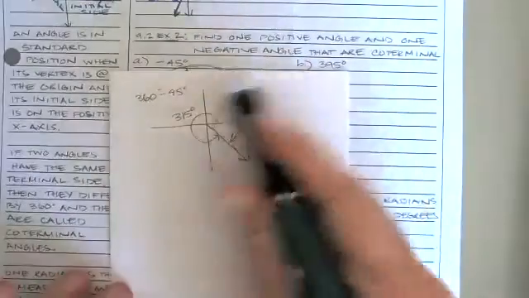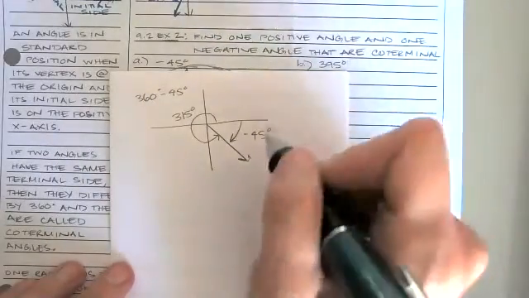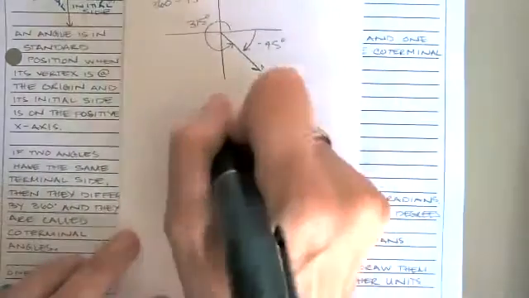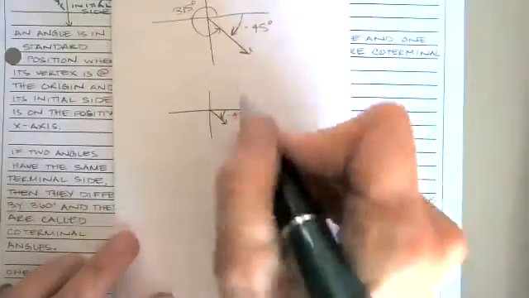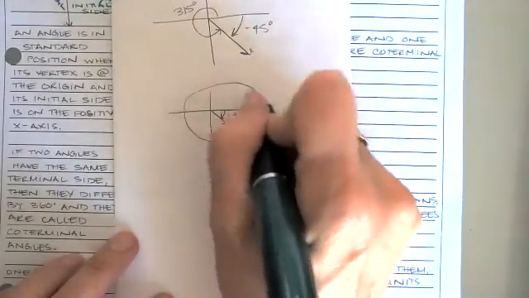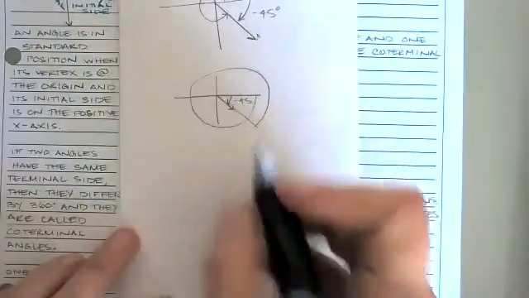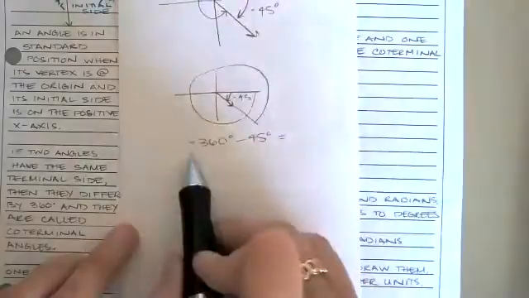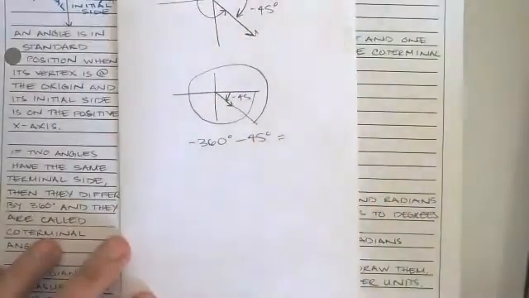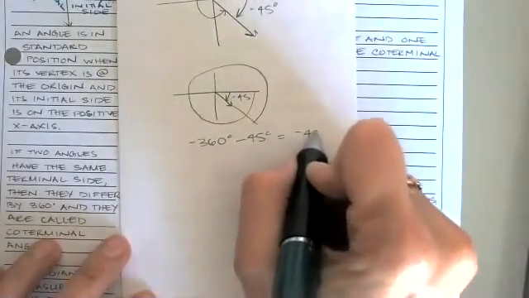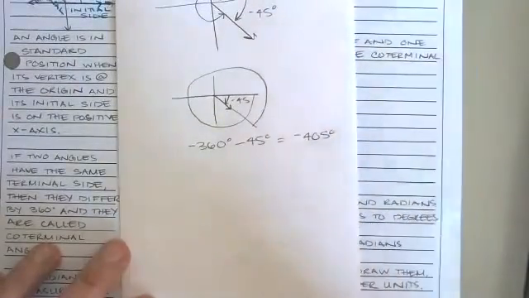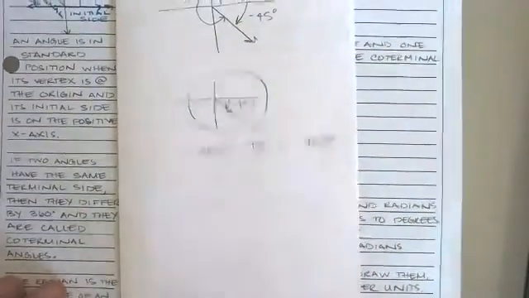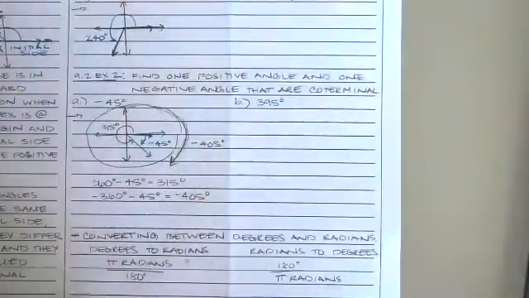And what if we went around a whole other time? Let's try this again. This is our negative 45 here. What if we went a whole time around and then back to this angle? That would be negative 360 minus 45, right? But because they're both negative, we're really adding. You remember that rule? So that gives us negative 405 degrees. Does that make sense? Okay, super. So how do we feel about part B? Are we ready for that?